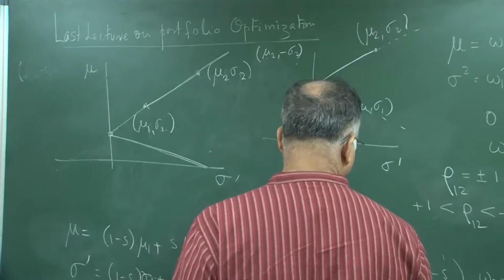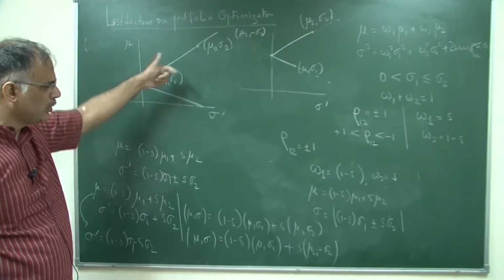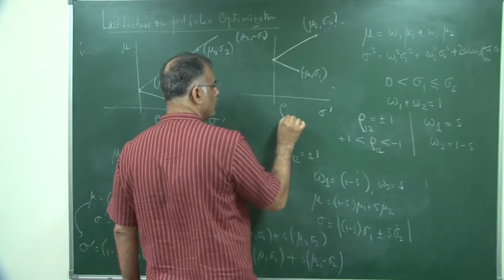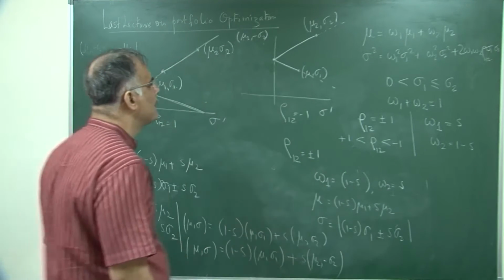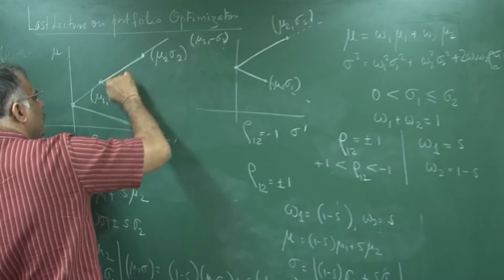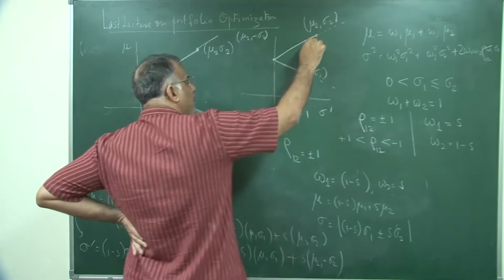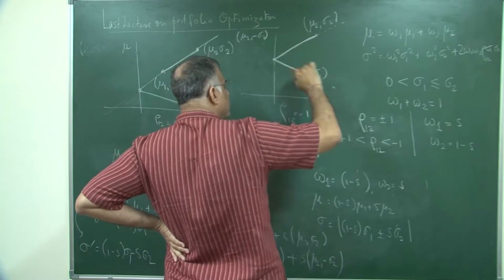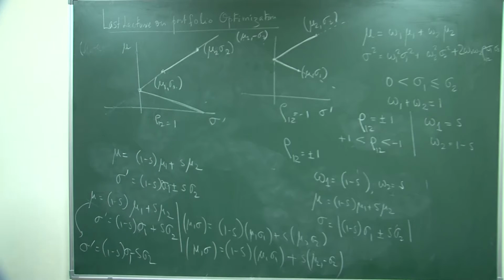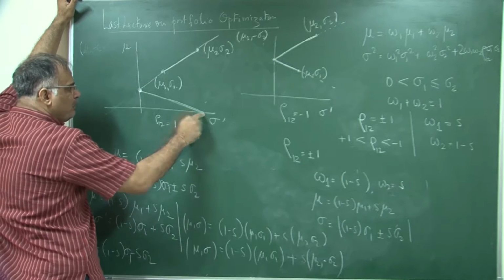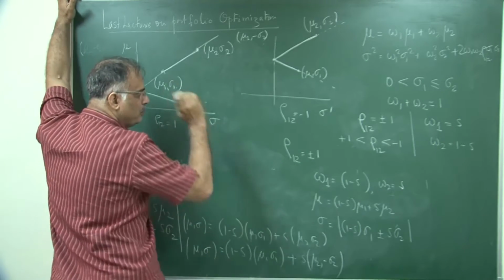So, in this case, it is done like this: one case is when rho 1 2 is 1, and here when rho 1 2 is minus 1. So, this bolded part here, the line segment joining these 2 points and the part of the curve or the broken straight line between these 2 points, is called the efficient frontier of the portfolio.